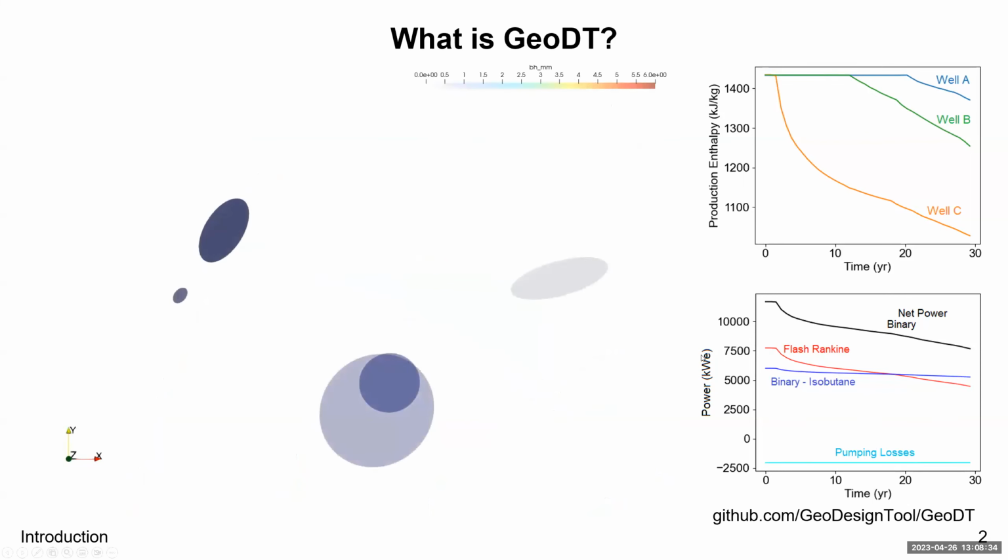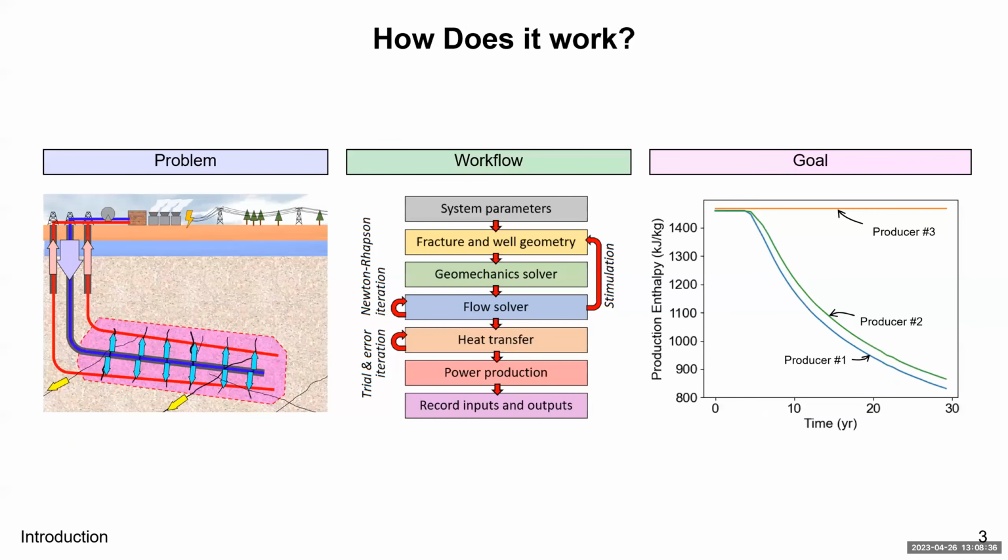So moving forward, let's talk a little bit about how GeoDT works. You saw in the video some explanation visually of the processes that are being modeled here. But in general, starting with our problem, we want to evaluate the performance of an EGS system with some number of wells, some design parameters being considered in the subsurface with the consideration of uncertainty in that subsurface environment.